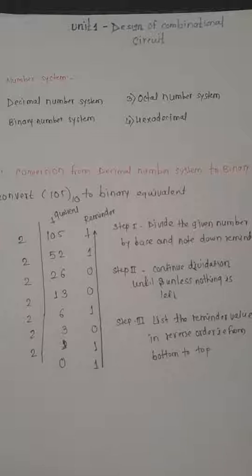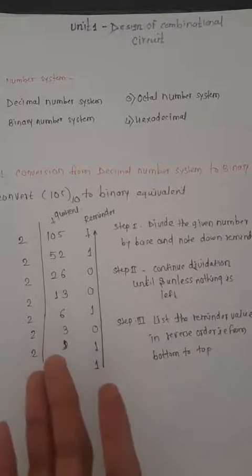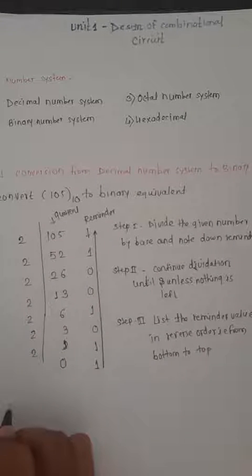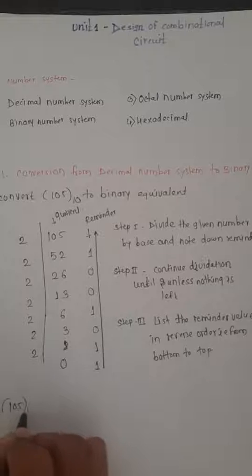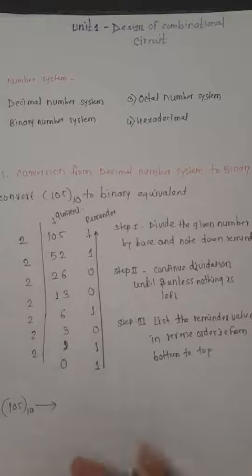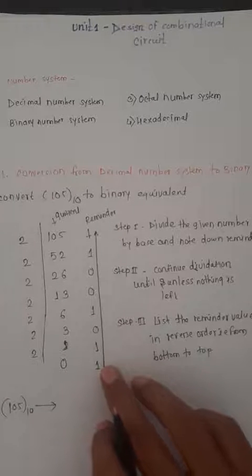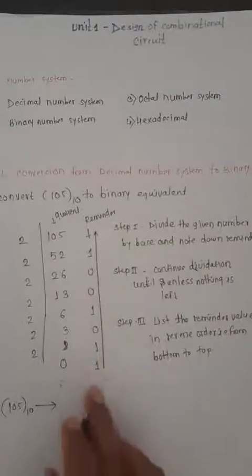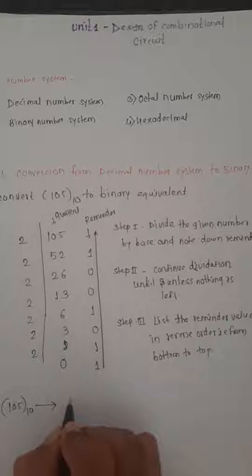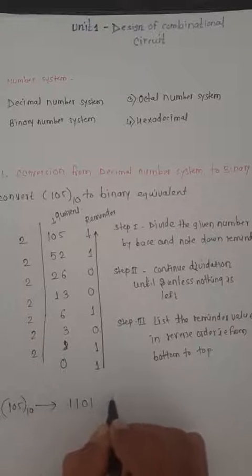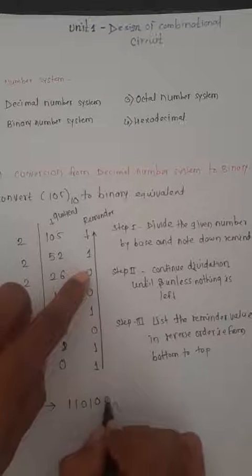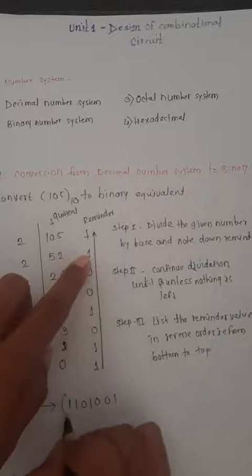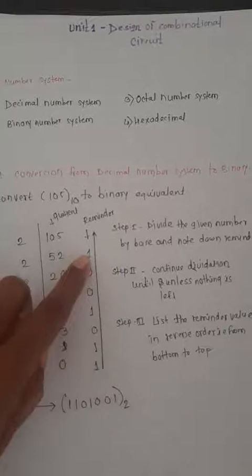So what will be our answer after conversion? So 105 to the base 10 gets converted into... the answer is nothing but the remainder, in reverse order, that is from bottom to top, that is 1 1 0 1 0 0 1 to the base 2, because it is a binary number.